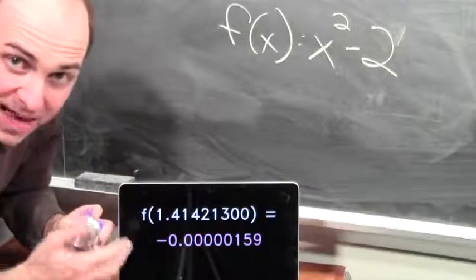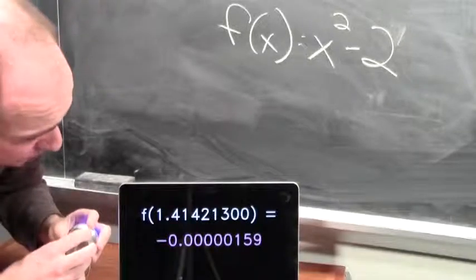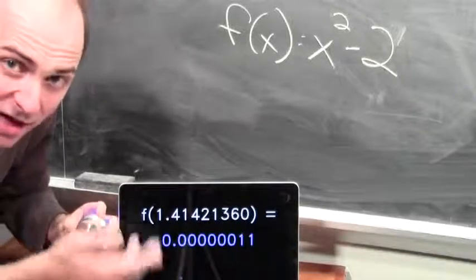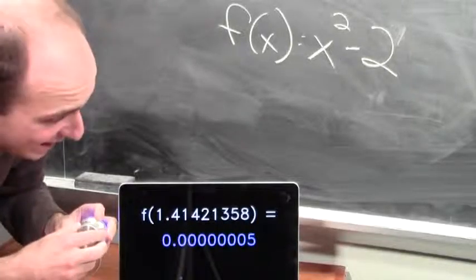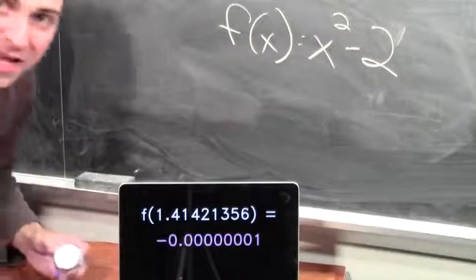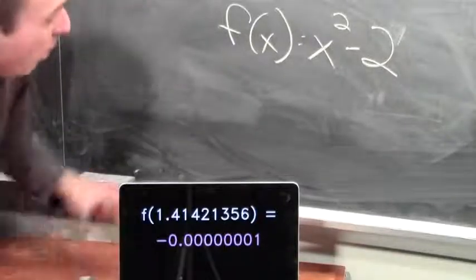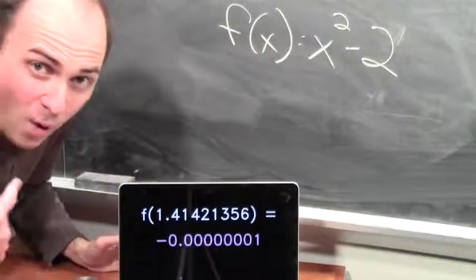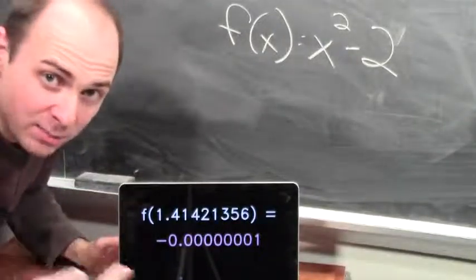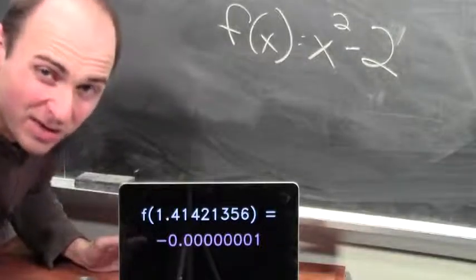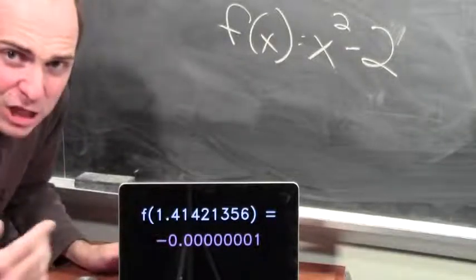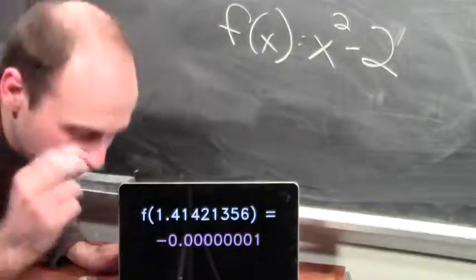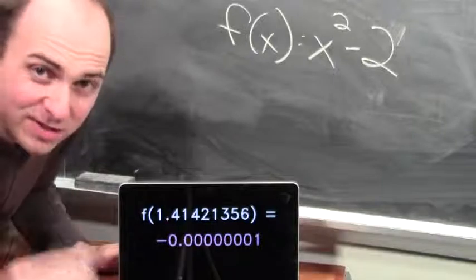Now the function's output is negative. Could increase the input a little bit. Now it's positive. Could decrease the input a little bit. Now it's negative again. Now look at what happened, right? What's going on? I'm looking at the function f of x equals x squared minus 2, and I'm walking back and forth across a point where this function is equal to 0. And as I walk to the left and to the right, the function's positive and the function's negative. And I'm getting closer and closer to the actual place where the function is equal to 0.